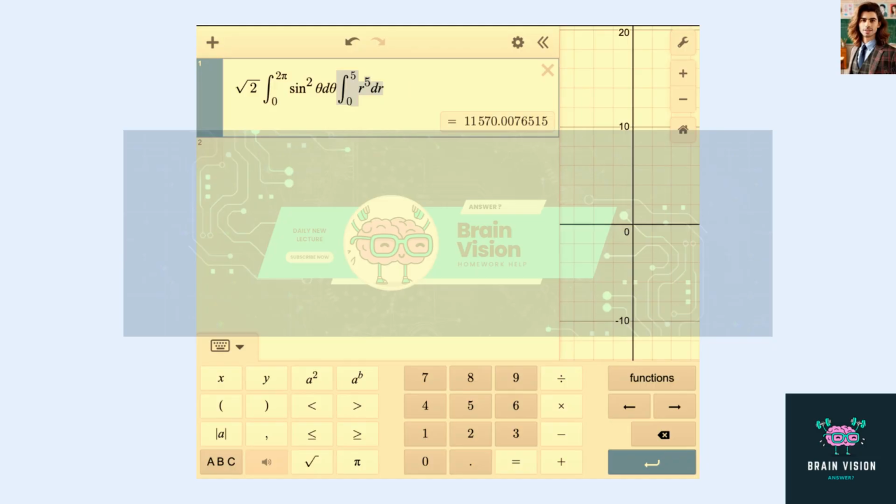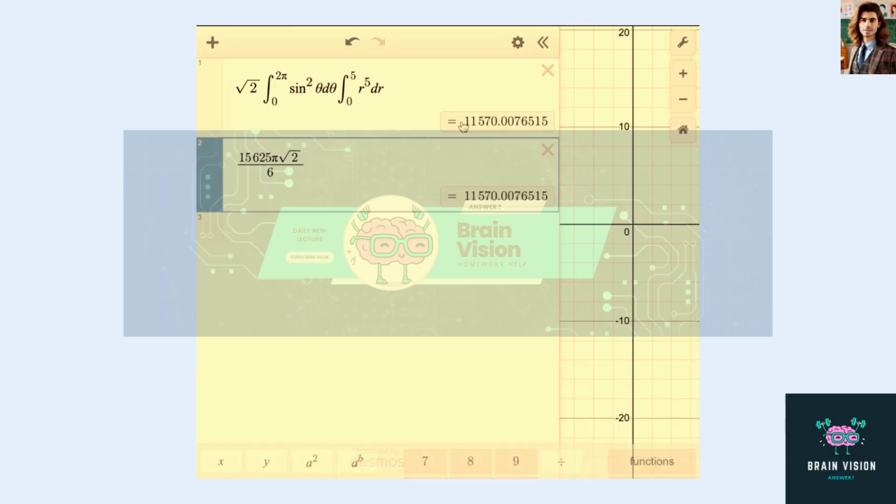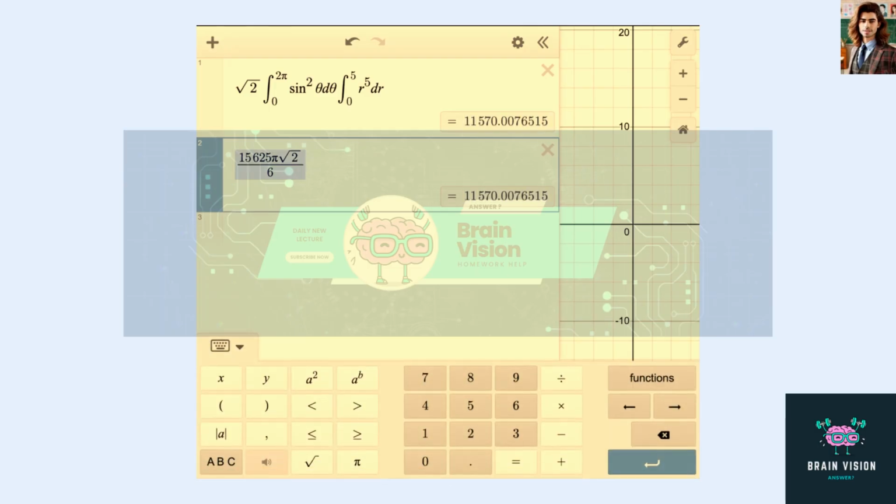And what we'll end up getting is 15,625 pi times the square root of 2 divided by 6. We see we get the same answer, which is confirmation to us that the integral was calculated correctly. And this will be our final answer once we evaluate these properly.